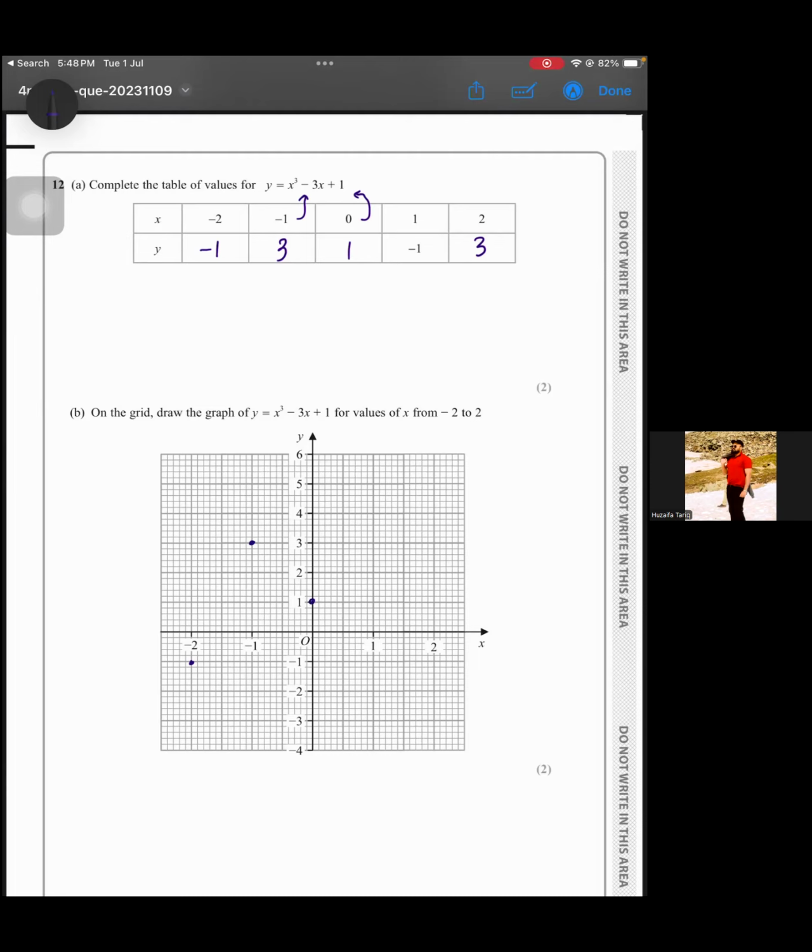And then 1 and -1, which is this one. And then we have 2 and 3, which is this one. And then we just draw a curve. Exactly. So it's a cubic curve, no? Yep. So that means this will be the curve like this.